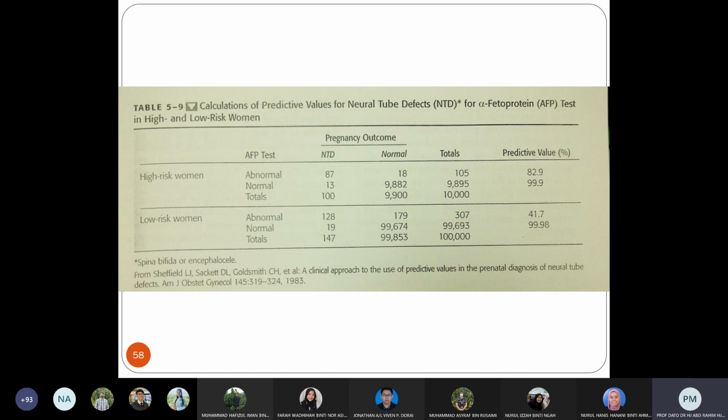We give another example of predictive value of neural tube defect for the alpha fetoprotein test in high and low risk women. So we have high risk women and low risk women. For high risk women, abnormal is quite high as compared to the normal, and so we have a predictive value here of about 82.9%. For low risk women, there are normal women who have got a normal child and so on. So actually the abnormal becomes less, and the normal will maintain at a very high level. So it means that if it is a targeted test in those with high risk condition, then the predictive value will be high.